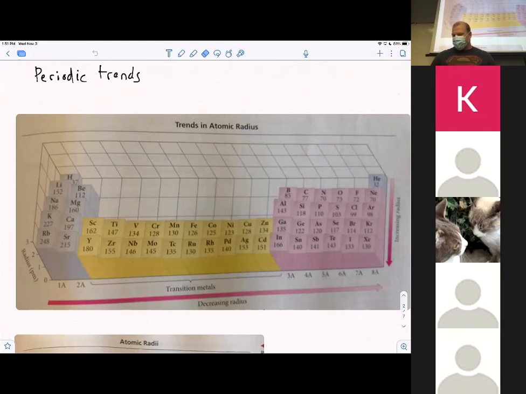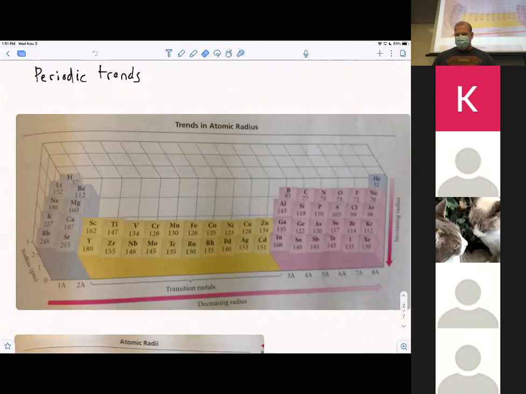So the first trend we're going to talk about is size, atomic radius. The general trend is, the further to the right you go, the smaller the atom, and the further down you are, the bigger the atom. Or you can look at it the other way: the further up you are, the smaller the atom. Further to the right, the smaller the atom. Further down, the bigger the atom. The further left, the bigger the atom.